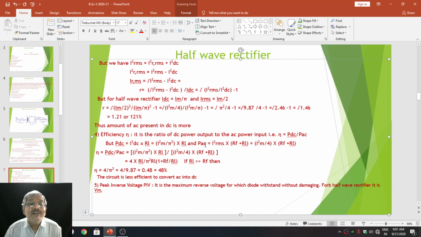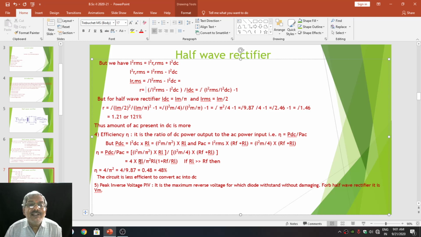Putting the value of PAC and PDC in the efficiency equation, that is eta is equal to PDC upon PAC, we get eta is equal to I square m upon pi square into RL, divided by I square m upon 4 into RF plus RL, which one can write as, I square m cancels, 4 into RL upon pi square RL into 1 plus RF upon RL, by taking RL common from this particular equation. So next step, this RL cancels with RL.